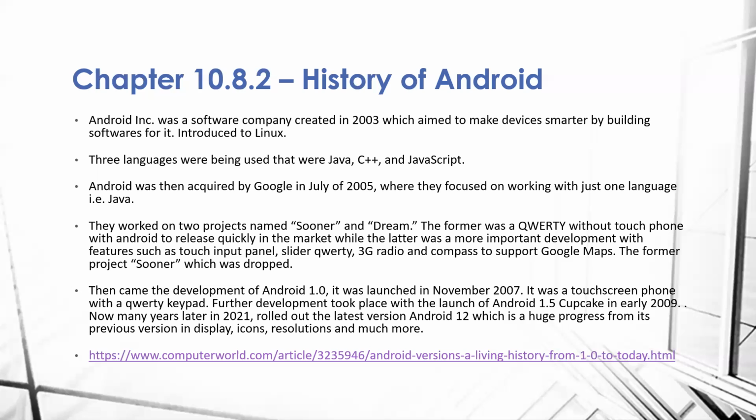They came out with Android 1.0 in November 2007. It was a touch screen with a QWERTY keypad. The name of the device was HTC Dream or T-Mobile G1. Then development took place, and Android 1.5 came in early 2009, 1.6 in fall 2009, and now it's 2022, and the latest release was Android 12, which came out around fall of 2021, and it's a huge progress from previous distributions.